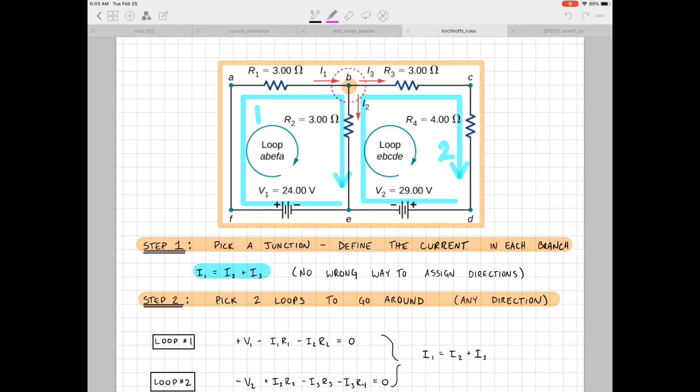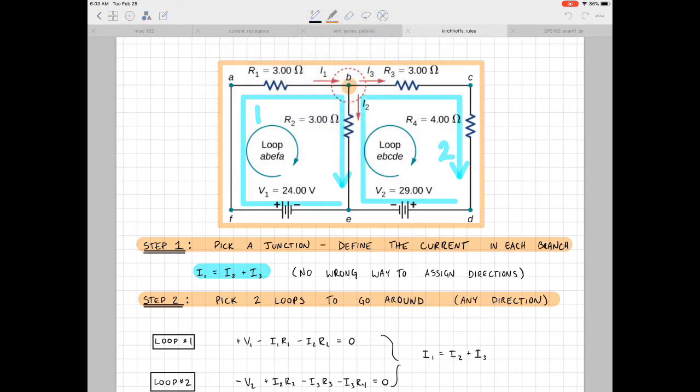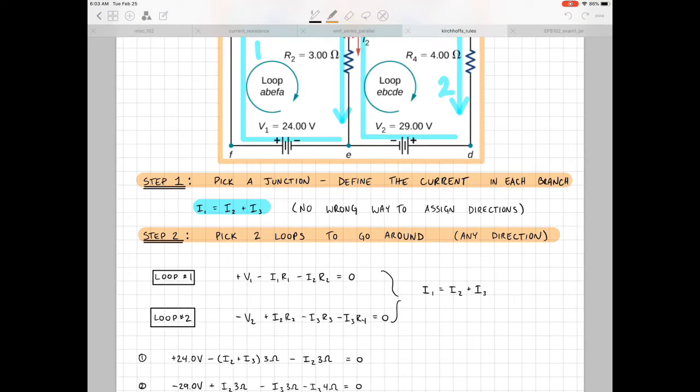I've got my directions that I'm going to travel around those loops chosen, and now I'm going to get started. So get started, what does that mean? Well, really it just means I'm going to go around the loop.